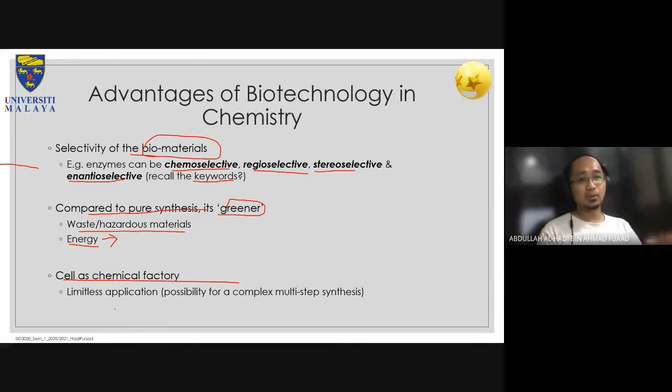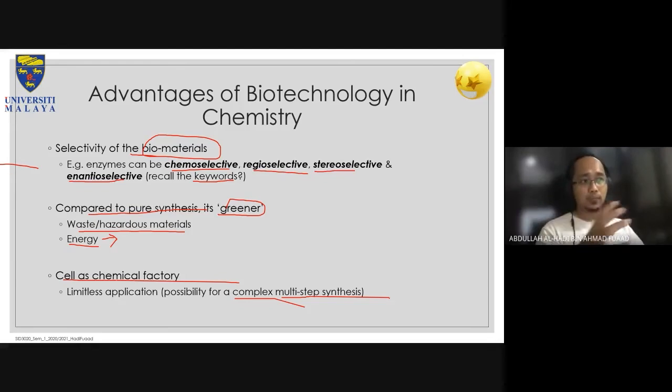It's like you're bringing a lot of chemistry into a small cell, and you can do whatever you want. And what's more amazing is that a cell can do a multi-step reaction. In pure synthesis, you need to do one reaction at a time, then take it out, clean it, and follow it with the second reaction.